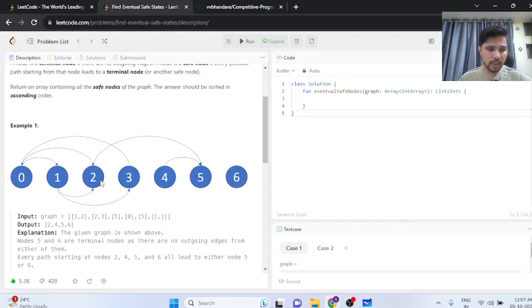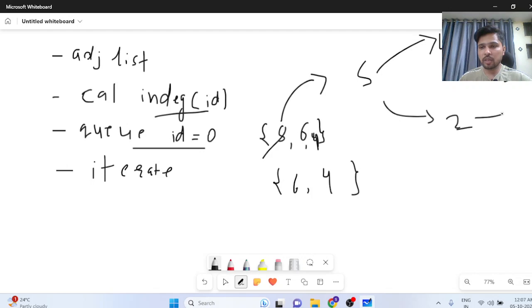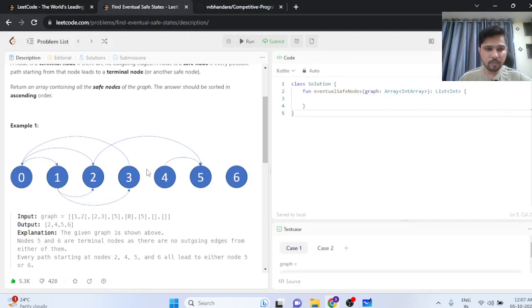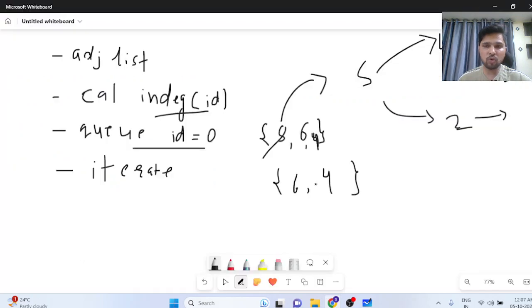Similarly for 2, again you need to discard this link. Initially the in degree for 2 is 3, because there are 3 outgoing edges, but now it is reduced by 1. So for 2 there is an in degree of 1 only, because there is only one outgoing edge from 5 to 2, and when we reverse it, the incoming edge is only 1 from 5 to 2. So the in degree of 2 gets reduced to 0.